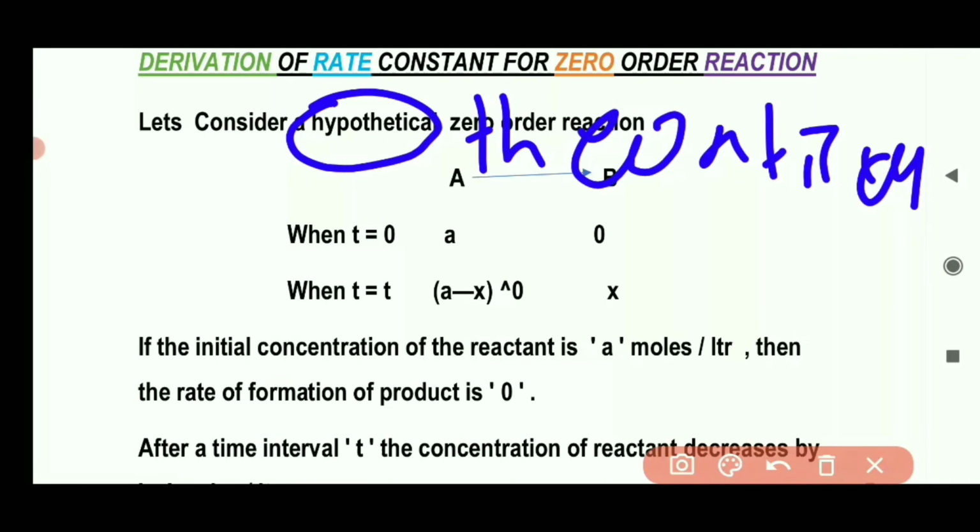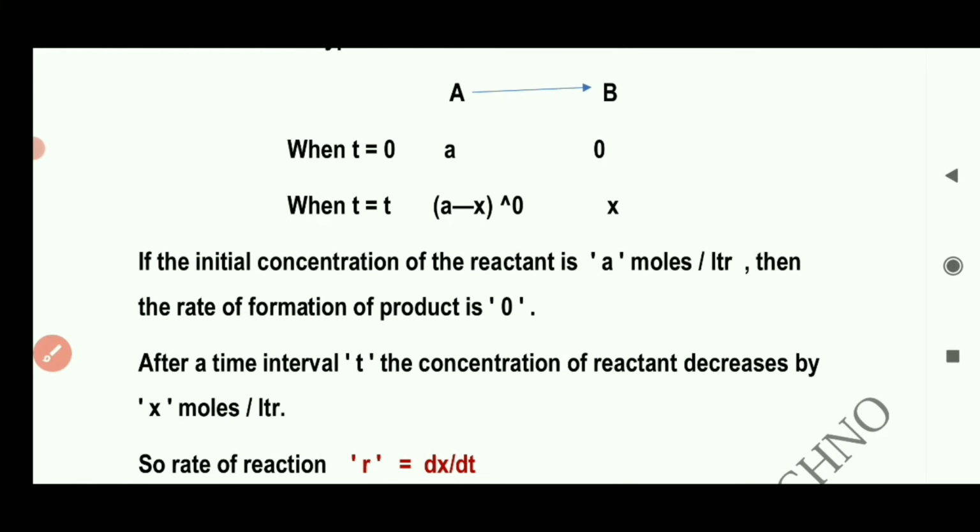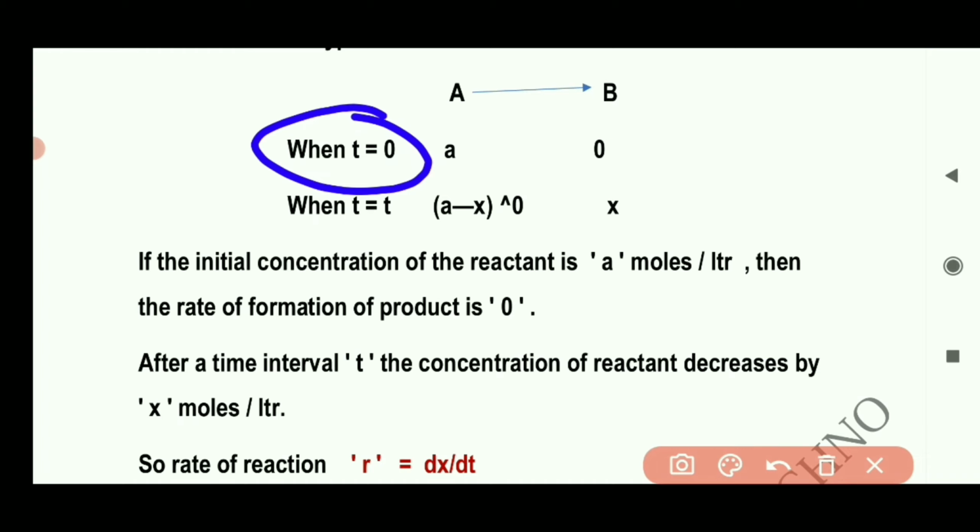Theoretical zero order reaction. Here, zero order reaction A produces B. So friends, let's see. If the initial concentration of the reactant is a moles per liter, then the rate of formation of product is 0. Initially, when time is equal to 0, the concentration of the reactant is a moles per liter, then the rate of formation of product is 0.